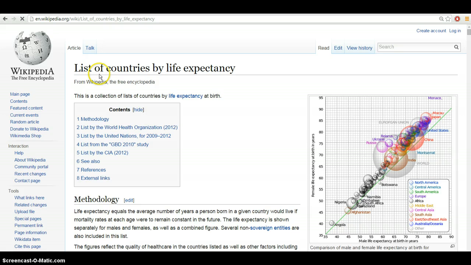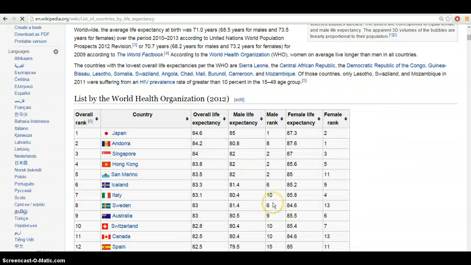So I just Googled list of countries by life expectancy, and I get this beautiful chart here that's actually similar to the Hans Rosling video you'll be watching next week. I can see by the chart right here that this is male life expectancy, female life expectancy. Angola appears to be the country that was hovering down there at the lowest mark. And I'm sure they'll have a list here, which they do.